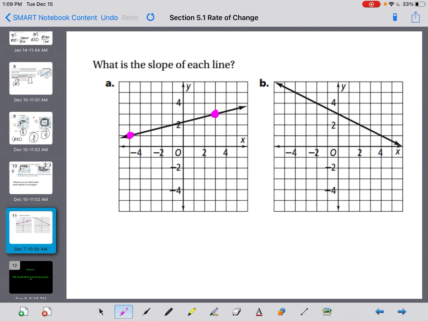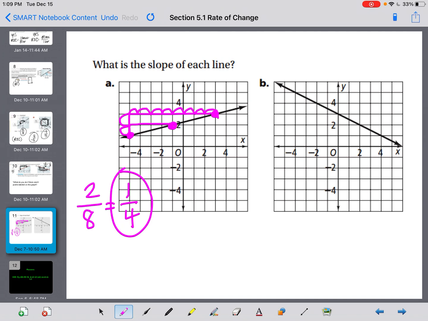All right, I would choose these 2 points, draw my triangle, and then start counting. My rise is 2, my run is 8, which means that at 1 over 4, I should have been able to find another point. So up 1 over 1, 2, 3, 4. This is another point I could have used.